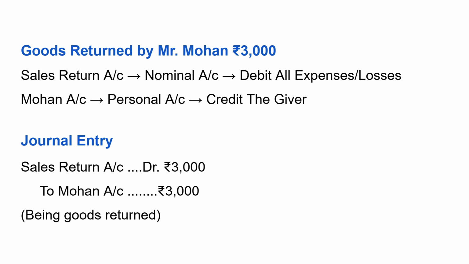Now how to understand if it is returned by customer or we have returned to the supplier. If the goods is returned by, it means the customer has returned to us. If we have returned to, it means we have given to the supplier. Just look at returned by or returned to. If it is returned by, then it is returned by customer. And if it is returned to, then we have returned to the supplier.